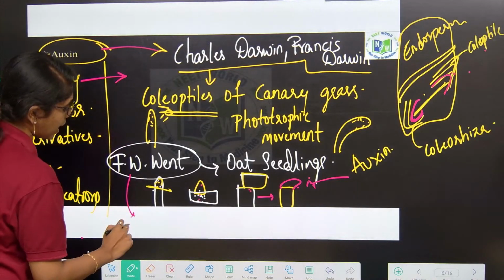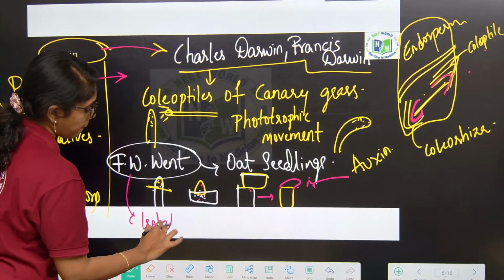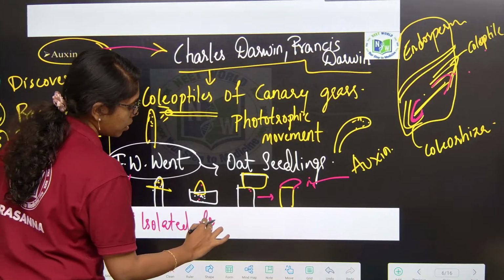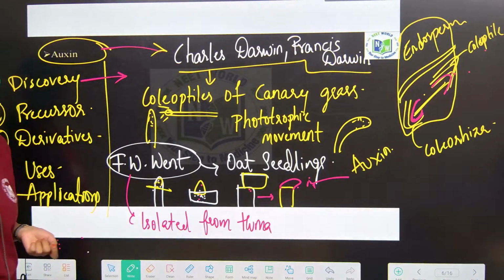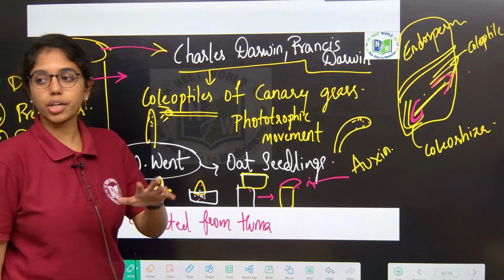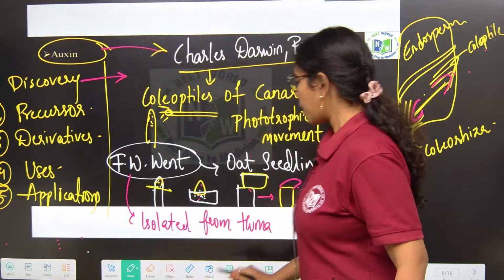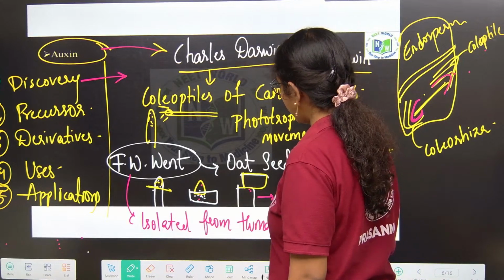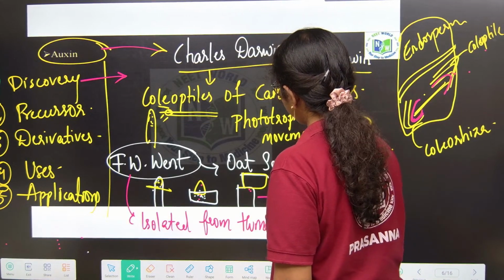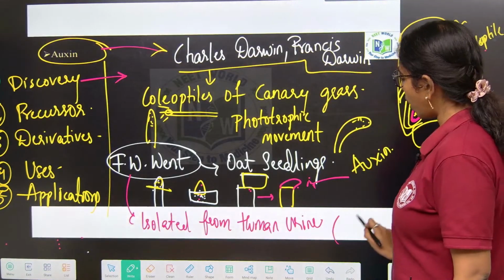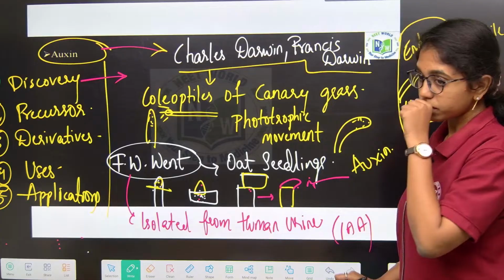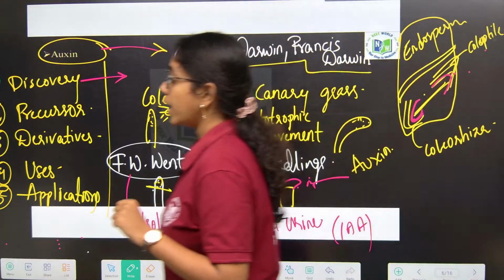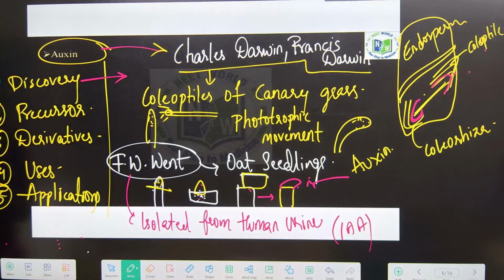Auxin is isolated from human urine, because the indole compounds are excretory products from the human body. That is why auxin can be isolated from human urine. Fine. What auxin is isolated? Indole acetic acid. Indole acetic acid is isolated from human urine.